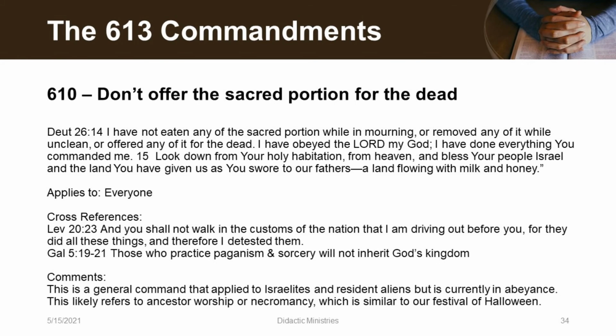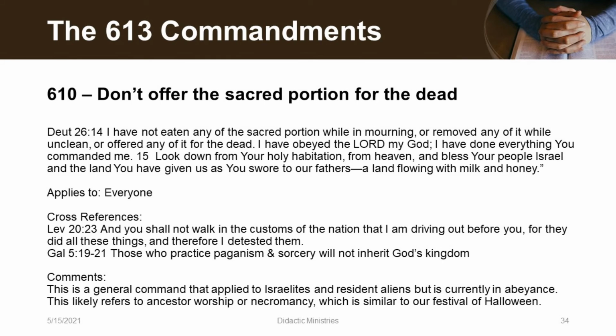Commandment 610, don't offer the sacred portion for the dead. Continuing this theme of a declaration during the third tithe year, Deuteronomy chapter 26, verse 14 says, "I have not eaten any of the sacred portion while in mourning, or removed any of it while unclean, or offered any of it for the dead. I have obeyed the Lord my God. I have done everything you commanded me.